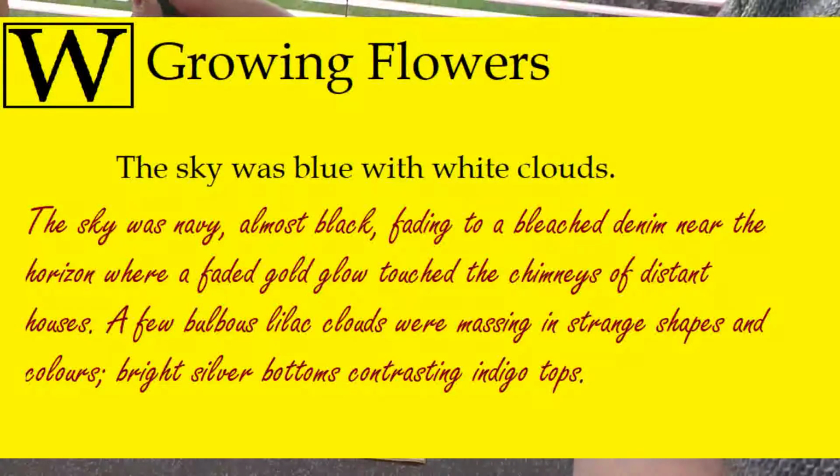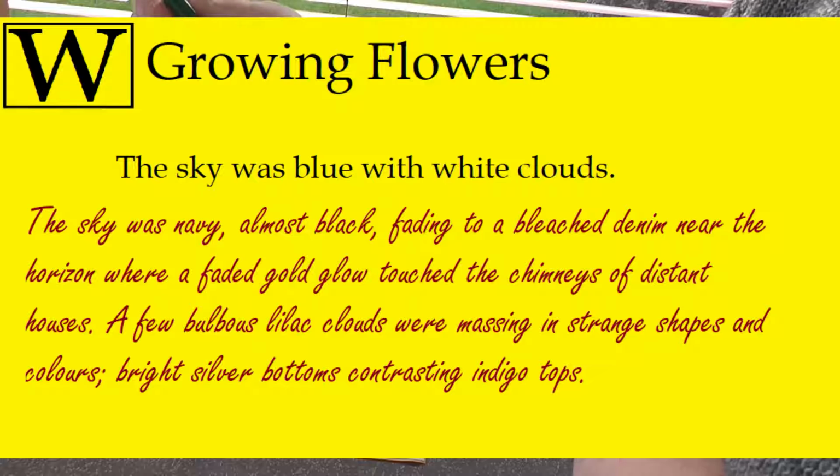So for my first one, the sky was blue with white clouds, I've ended up with 2 sentences because I wanted to separate out the blue and the white. That way it gives you opportunity to actually expand on and work on the colours. So if I just start with the sky was blue, okay? The sky was navy, almost black, fading to a bleached denim near the horizon, where a faded gold glow touched the chimneys of distant houses.